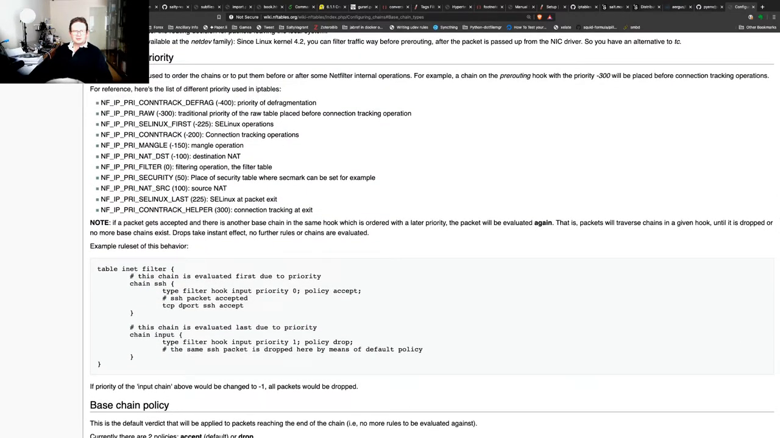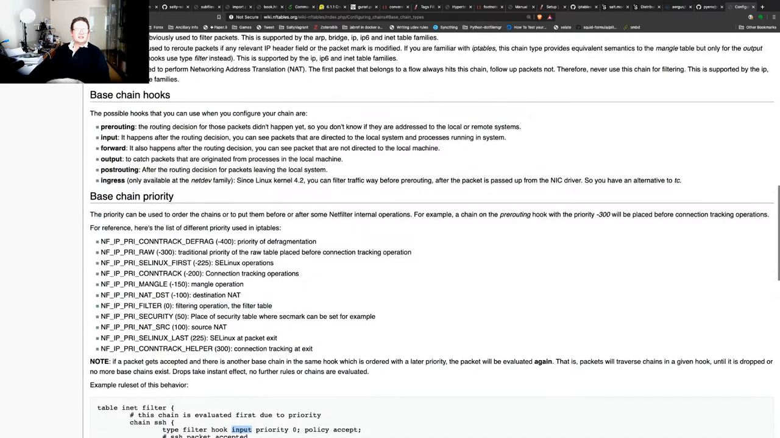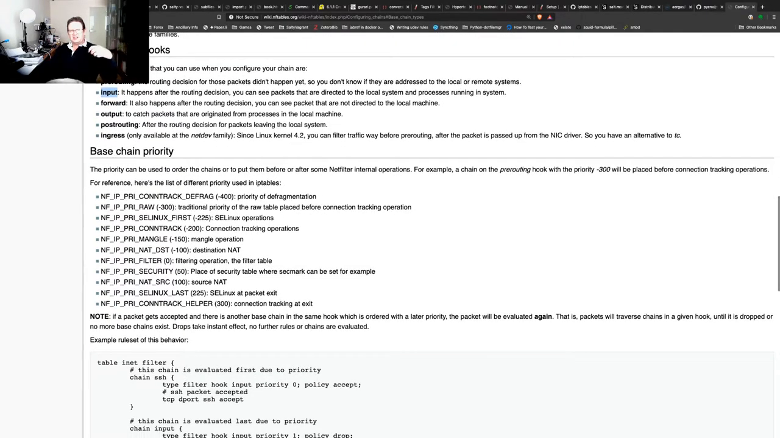So we know it's a filter table, we know it's a filter chain, and then we say it is hooked into the input. So it's hooked into this input processing. So we know that this chain is intended to only apply these rules to packets that are destined for this machine. In shorthand, type filter hook input is basically a firewall rule. It's a local host firewall rule for packets that are intended for this machine.